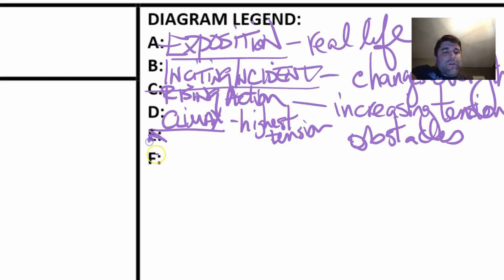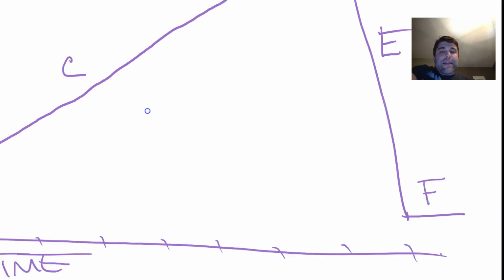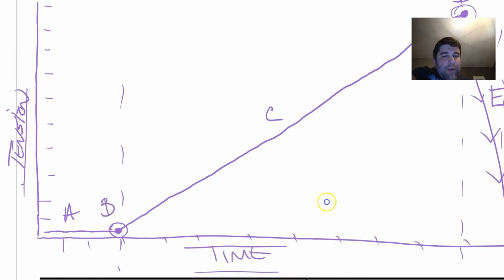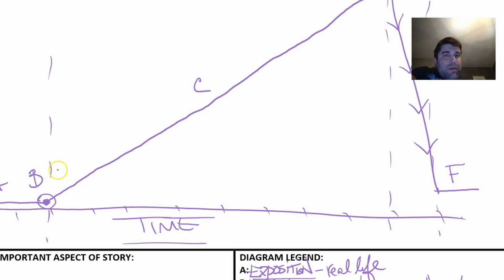I don't have enough room here, so I'm just going to change this to an E. You'll notice right here, guys, that line segment E, look how much tension is dropped. I mean, this line goes in the direction of down. And look at the point in time that this tension drops. It takes so long for the tension to rise that when the tension drops, it's over a very, very short amount of time. It's very quick.